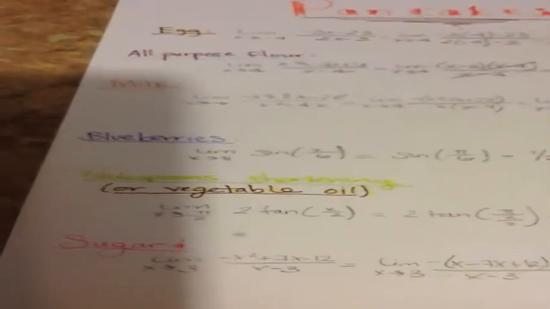Pour the milk. Alright, okay. So for this next one, the recipe calls for blueberries. We're not going to use blueberries, but Anna will still go over how to solve how many blueberries would be necessary. Okay, so the limit of sine of x over 6 when x is approaching pi.